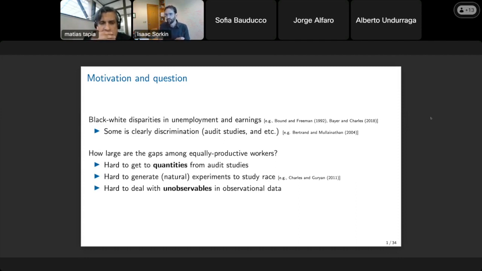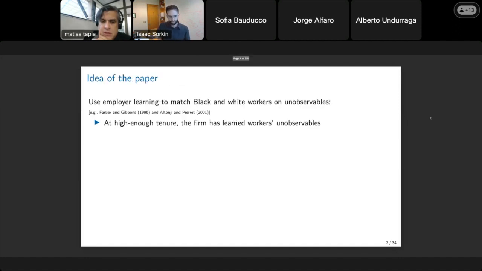Generically, in terms of studying race, it's very hard to generate natural experiments. There's the conceptual problem of, what does it mean to be the Black Isaac Sorkin? And then in general, when you have observational data, it's hard to convince people that you've dealt with unobservables in a compelling way. So the game of this paper is to give you a new way of dealing with unobservables in observational data.